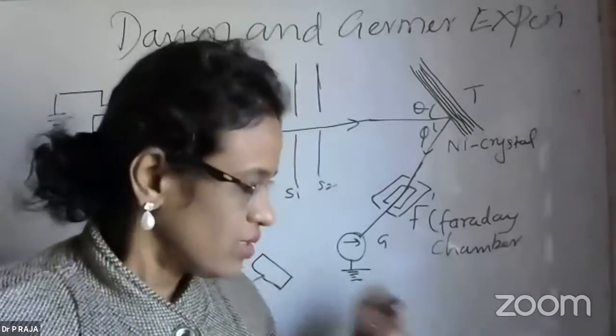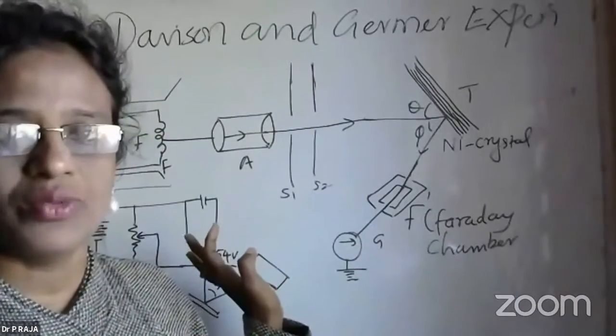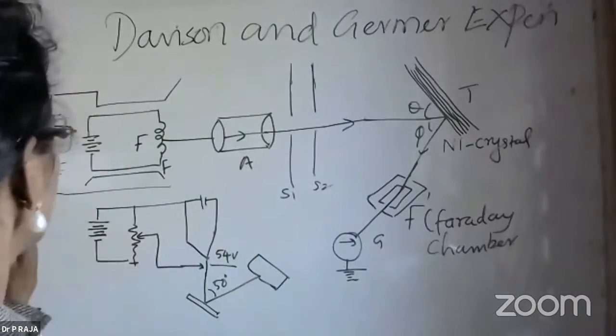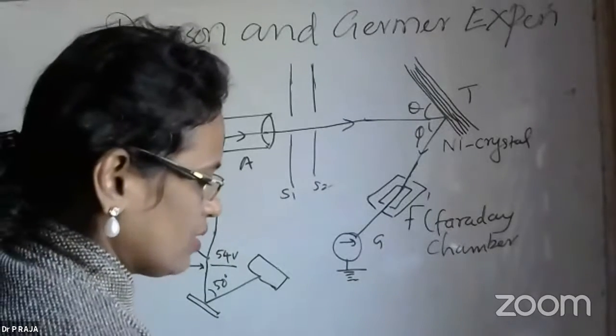So this is the experimental setup of the Davisson and Germer experiment, and we are going to see the experimental setup like this.